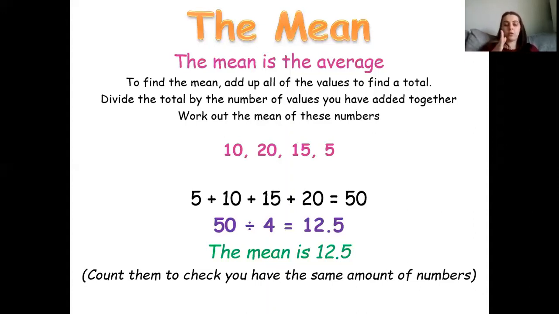And again, check that the number that you divided by was definitely the same amount of numbers as you had. I had 10, 20, 15, and 5. I've divided by 4 numbers, so I've got that right.